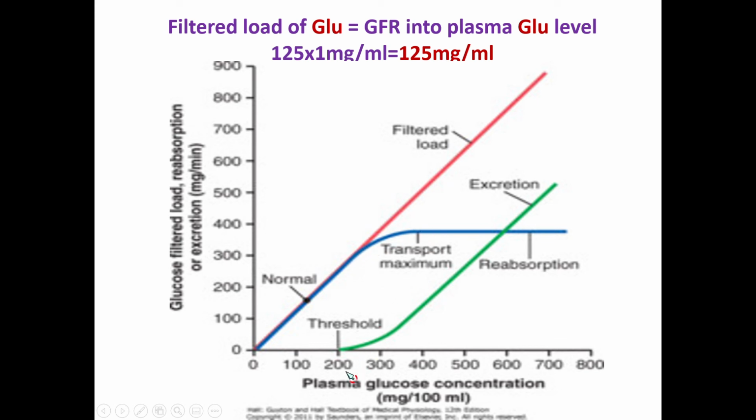And here you will see the excretion line. In the previous diagram, the excretion line was starting from around about 300. But in reality it starts from the threshold level, that is 200 milligram per deciliter. Again, that previous straight line does not stay straight. It makes a turn over here and moves in this direction. This is again a splay.